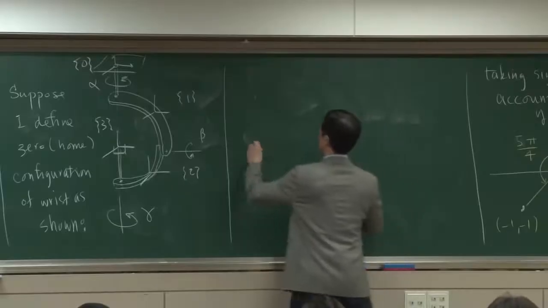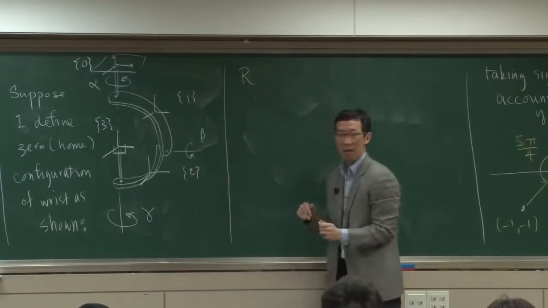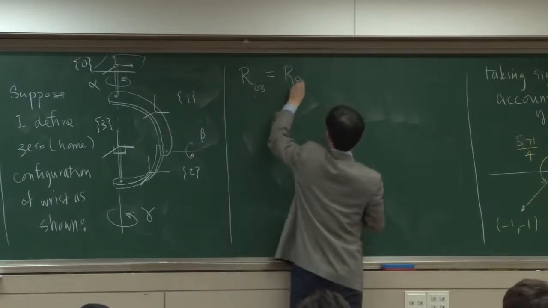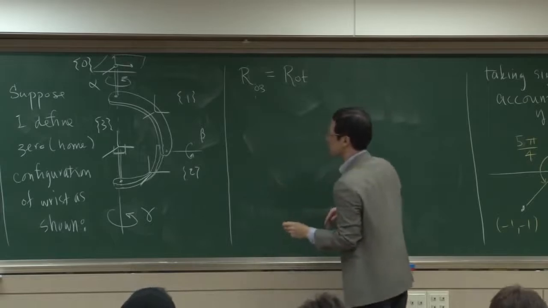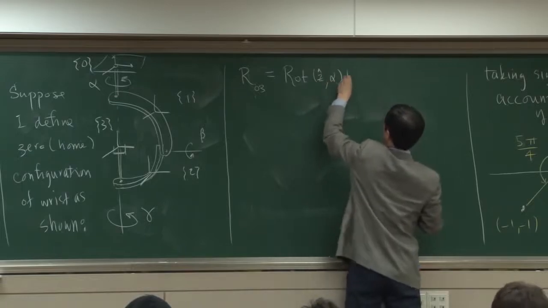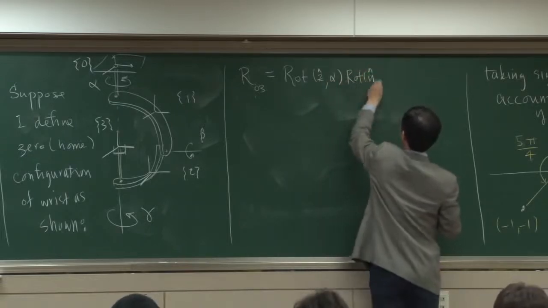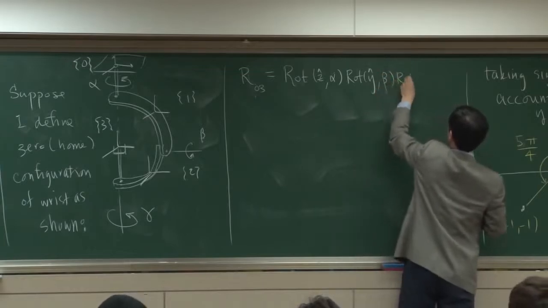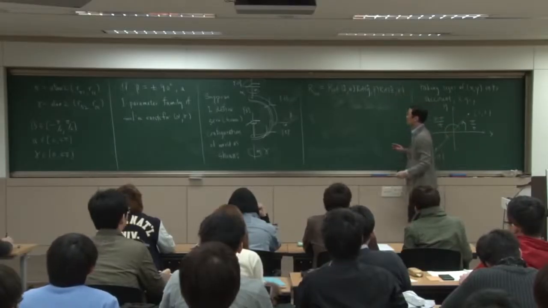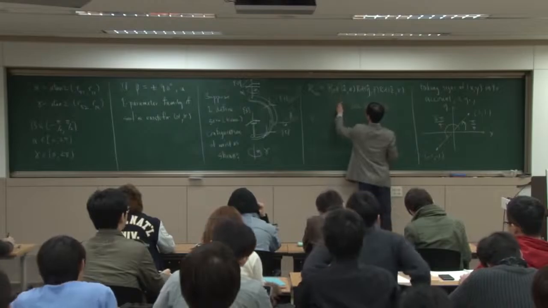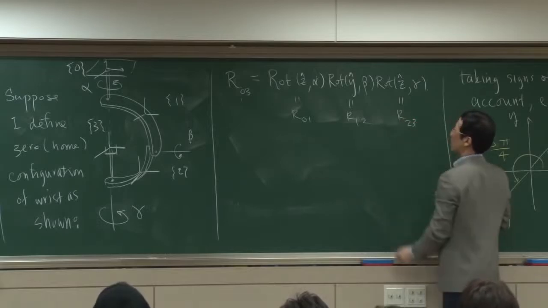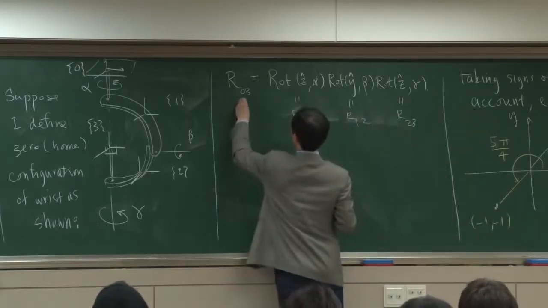I do the same thing, but with this as the home position. In that case, R03 is equal to rotation about the z-axis by alpha, followed by rotation about the y-axis by beta, followed by, this time, rotation about not the x-axis, but the z-axis, by gamma. So this is R01, this is R12, this is R23, and this is my R.